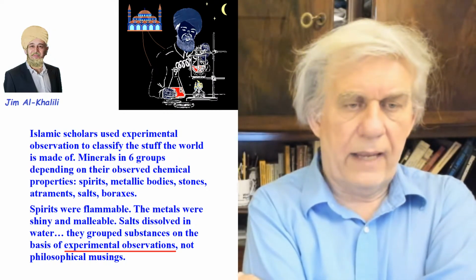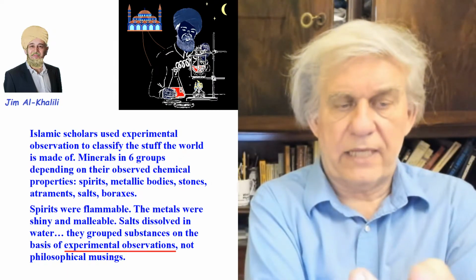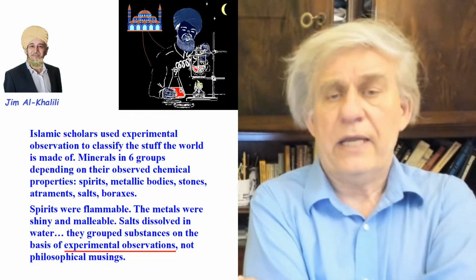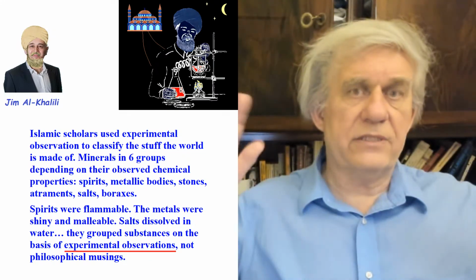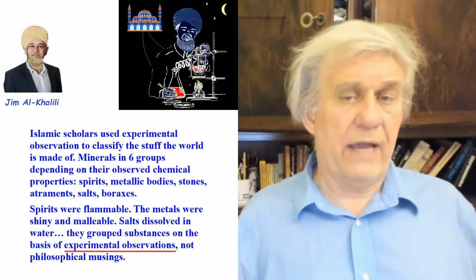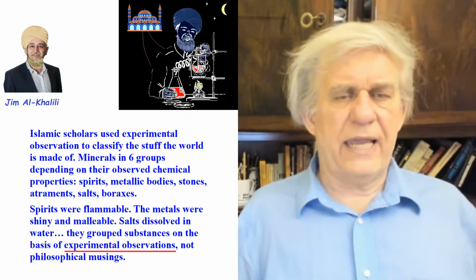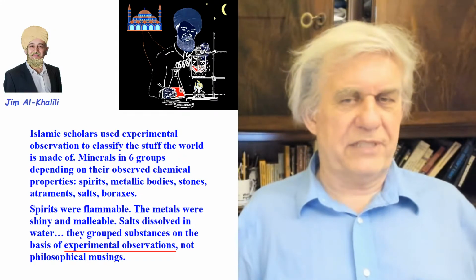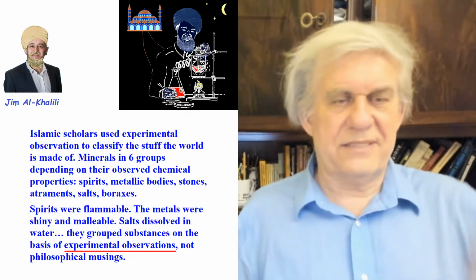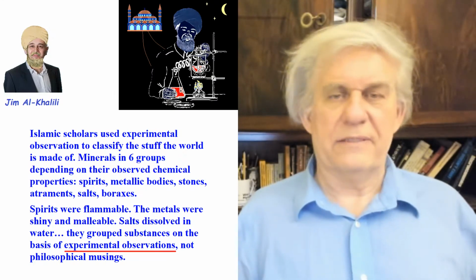Okay. And so they grouped substances on the basis of experimental observations, not philosophical musings. In other words, they had this notion that we have today. That's what Al-Khalili was talking about, that we have the periodic table. Well, they had a periodic table consisting of 6 groups of salts and spirits and so on, metals.